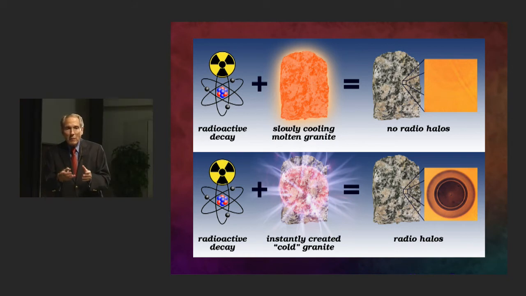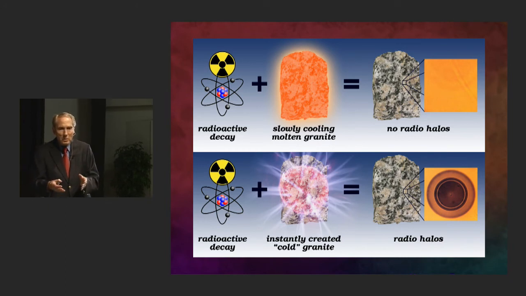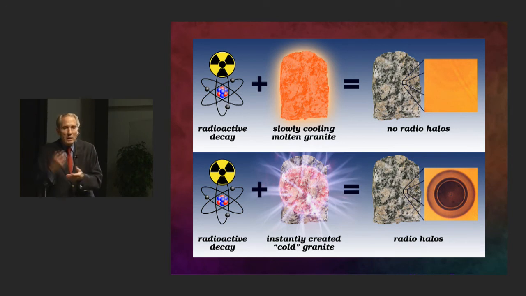radioactive decay, meaning the rapid radioactive decay, slowly cooling granite, there are no halos. Nothing is going to be caught in the granite because it's all gone long before the rock actually formed into a solid. The second illustration: radioactive decay, rapid radioactive decay, instantly created cold granite.